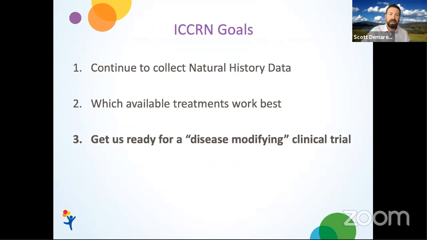So what are the goals of the ICCRN? We want to continue to collect natural history data. There's been a lot of progress made on this over the last several years, both from the Rett Natural History Study as well as from the ICDD. But we want to continue to do it, and we want to bring all the appropriate data to bear. We also want to say which treatments that are currently available work, what works best, how do we try to figure out what is the current standard of care or what it should be. And then we want to get ready for disease-modifying clinical trials, and that's that clinical trial readiness piece that we discussed.